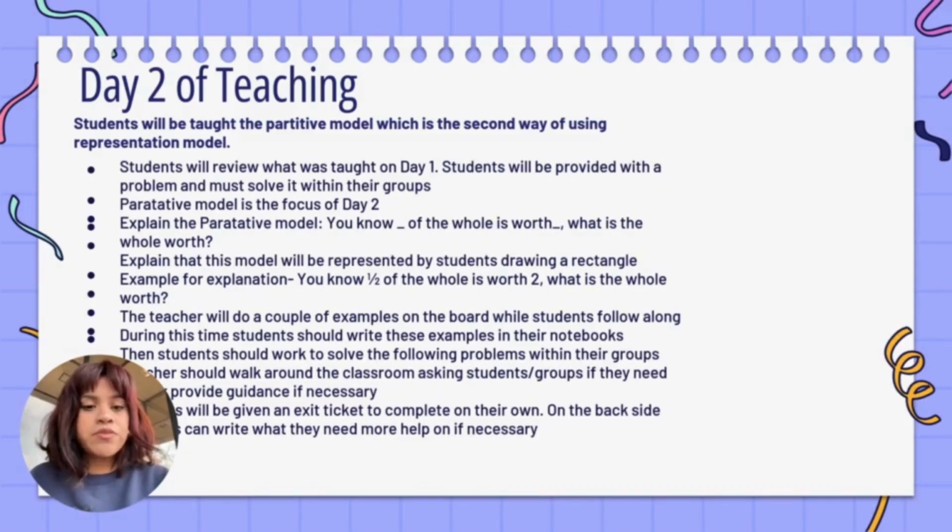Students will write these examples in their notebooks, and they should be doing this for every single example that the teacher provides. Then students will work to solve the following problems within their groups. The teacher should walk around the classroom asking students or groups if they need help or provide guidance if it looks necessary. Students will also be given another exit ticket to complete on their own. On the backside, students can write what they need help on.